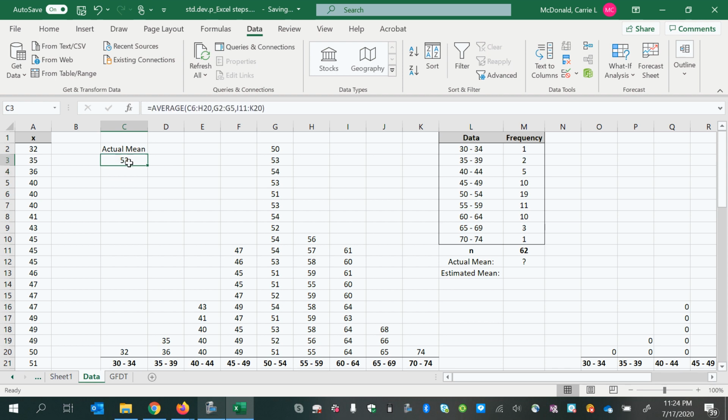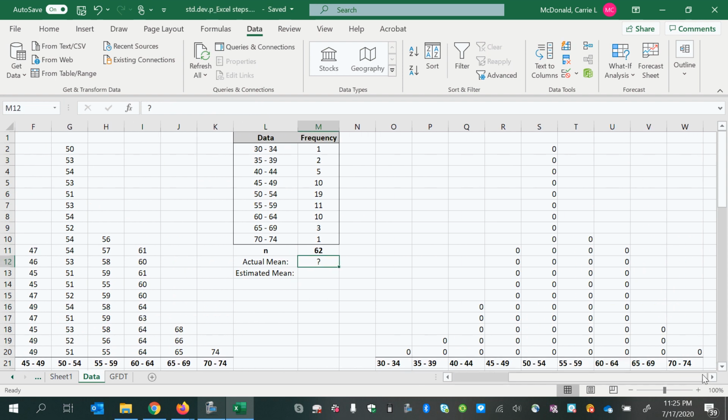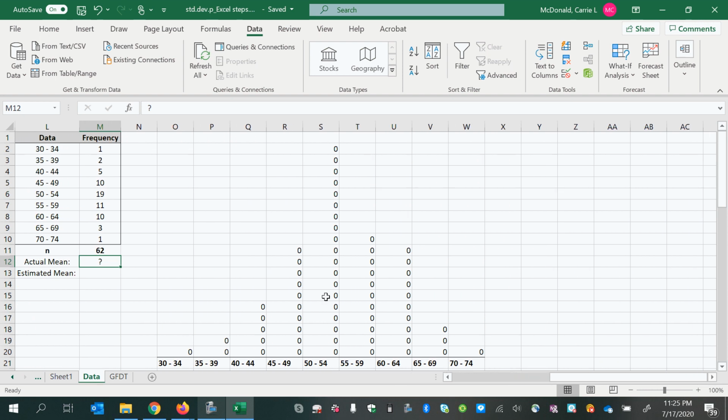Now, as the researcher, I want to report my findings, and I decide to do that with a frequency table. So as you can see, for this first class, I have one data value, for the second class, two data values, and so on. So now let's imagine that I've published that table in a paper or in an article of some kind, and now you're the reader. And all you see is this table. And you'd like to estimate the mean because it wasn't reported.